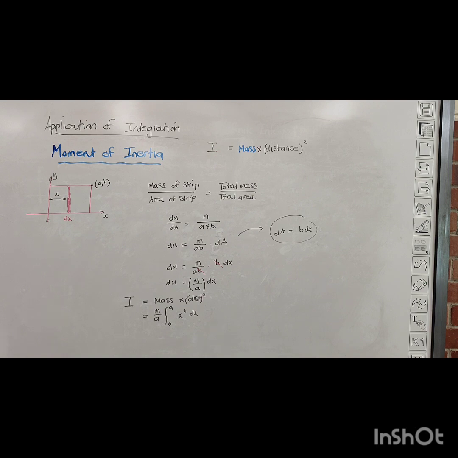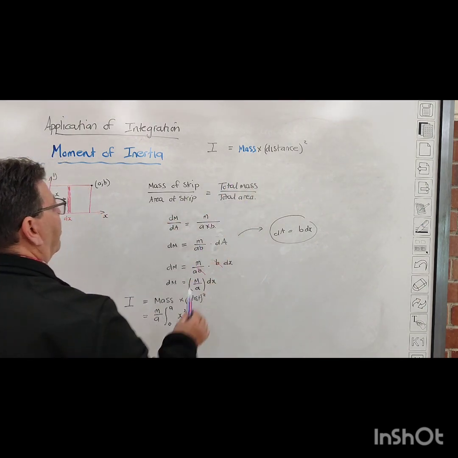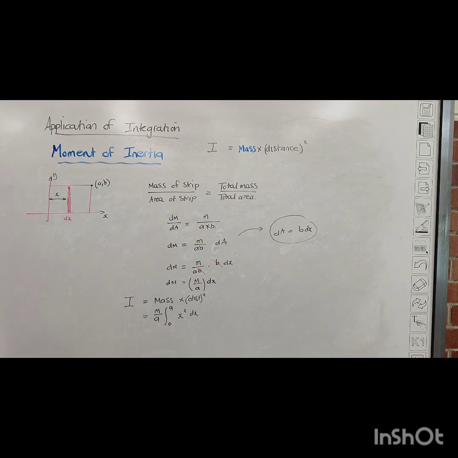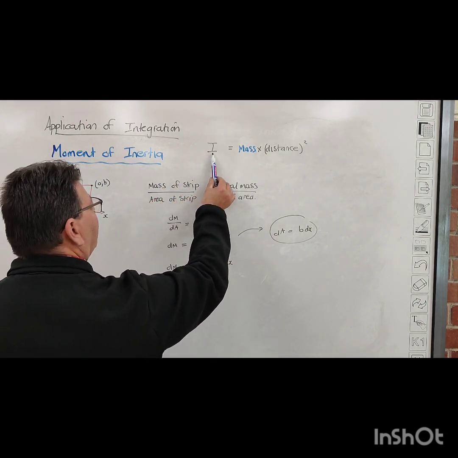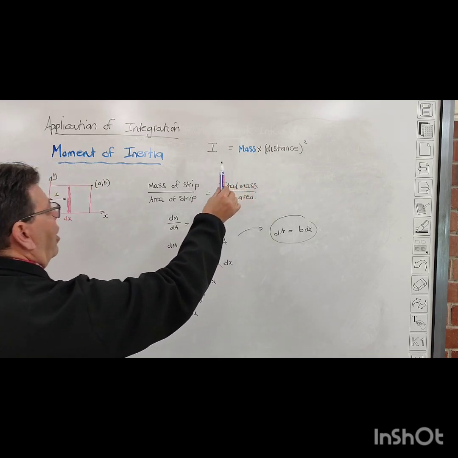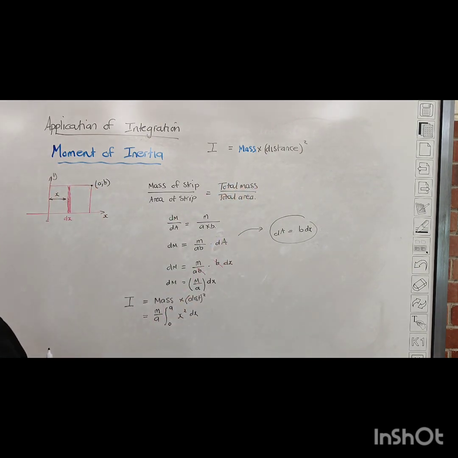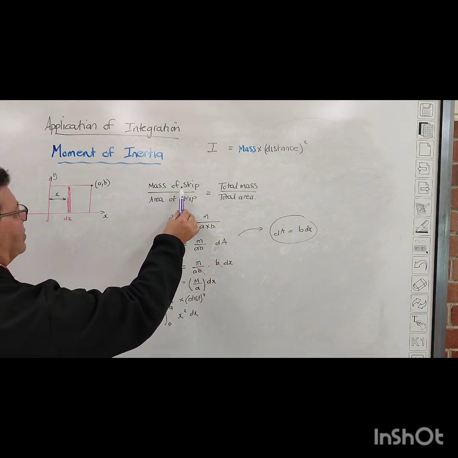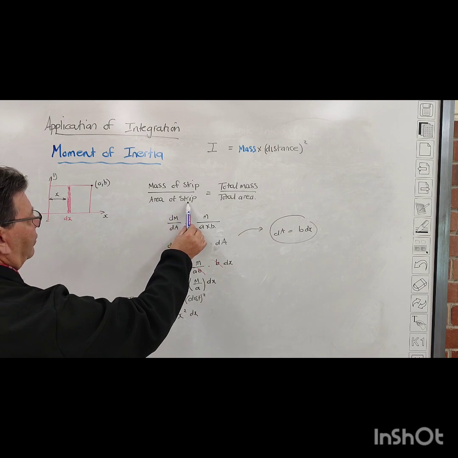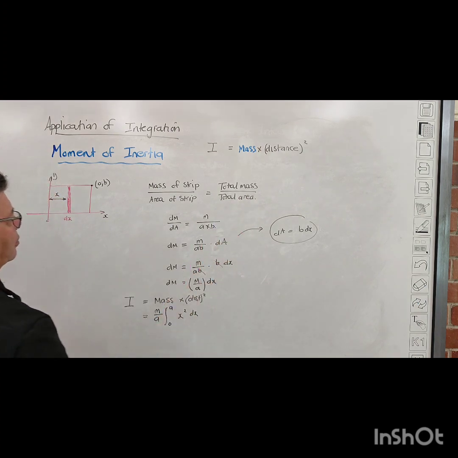In the second part, we're going to talk about moment of inertia. This is the same as moment of area, but it's in terms of mass, which is normally kilogram. So moment of inertia is also represented by the term I equals the mass times the distance squared, where second moment of area was area times distance squared.